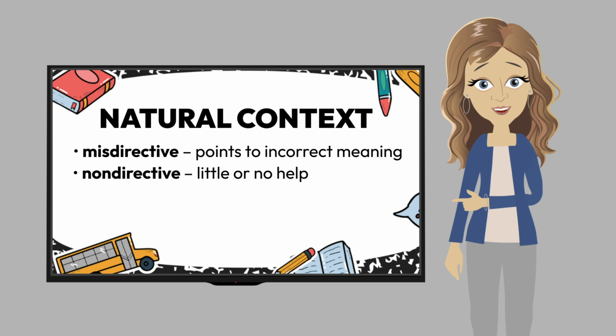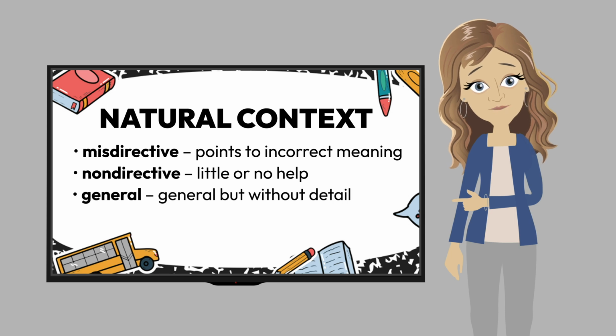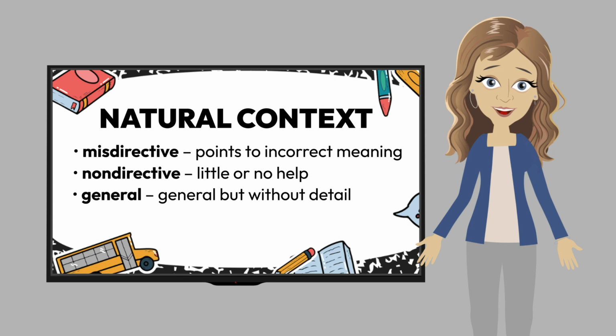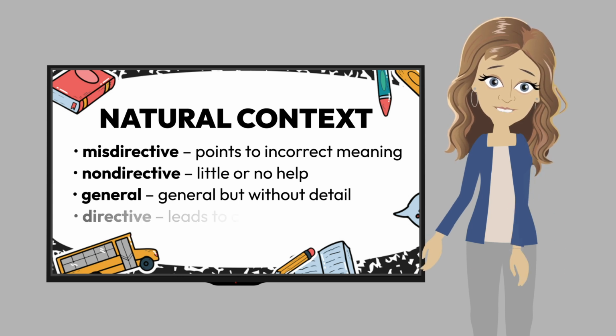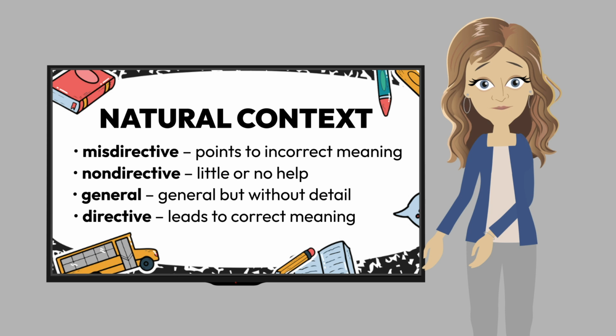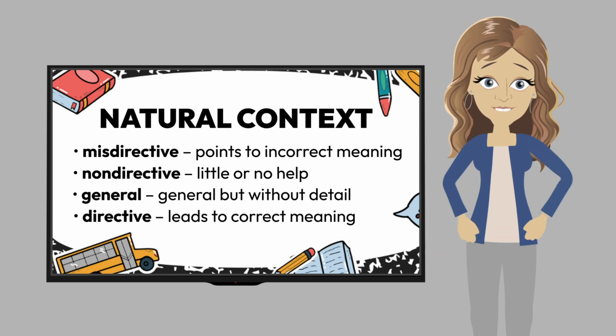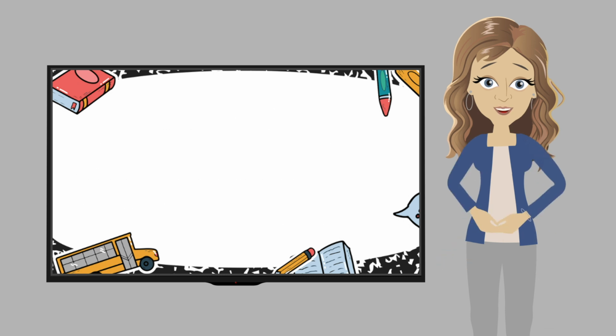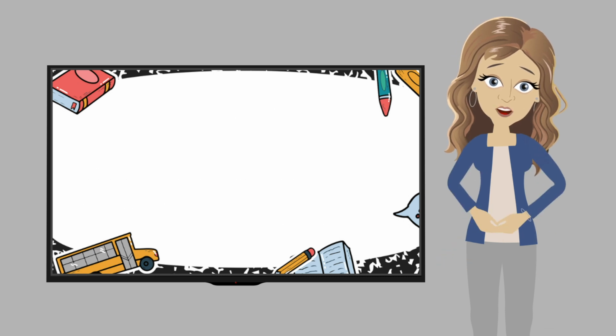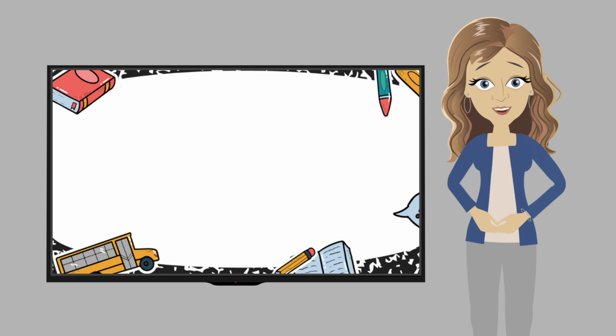The third type of natural context is referred to as general context. This type helps the reader have a general, but without detail, idea about the word. The fourth type of natural context clue is directive, which guides the reader to the specific, correct meaning of the word. The natural context examples of general and directive are more helpful for students when they are trying to identify the meaning of words in the text.